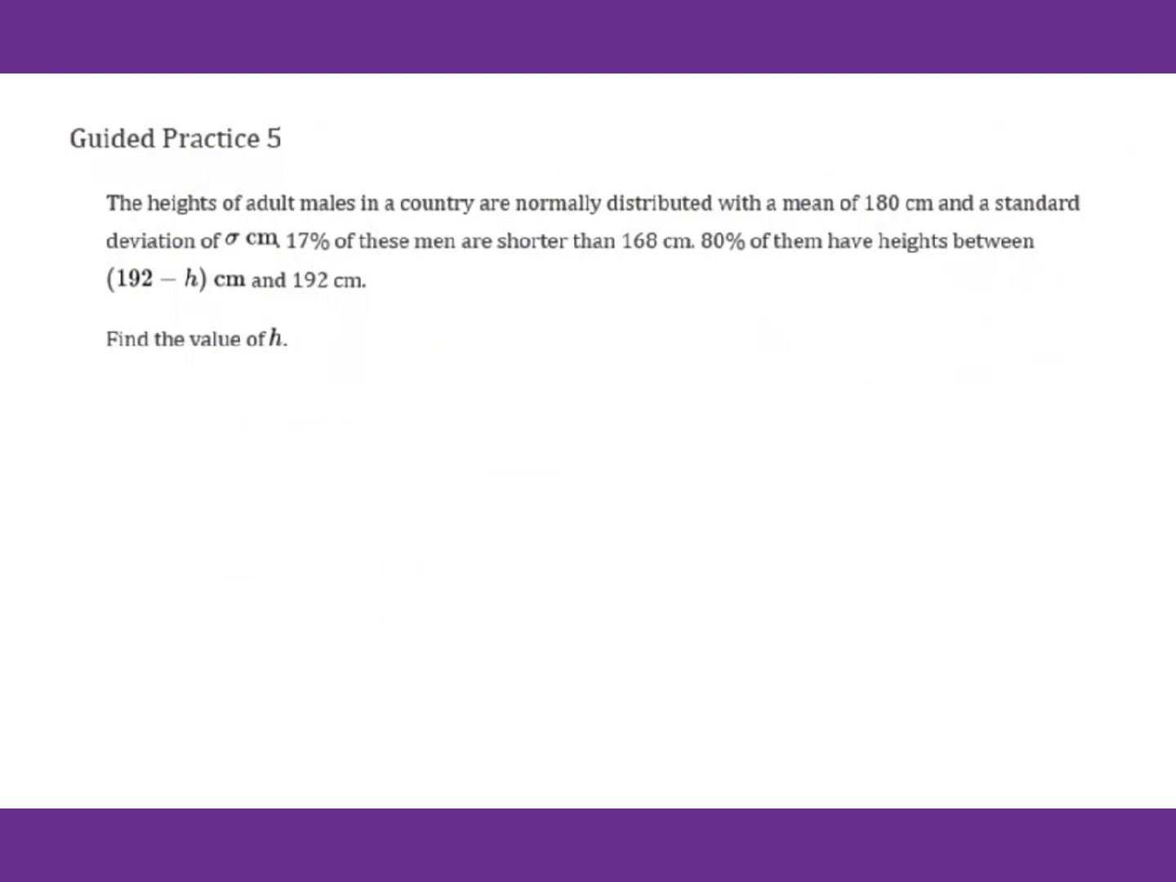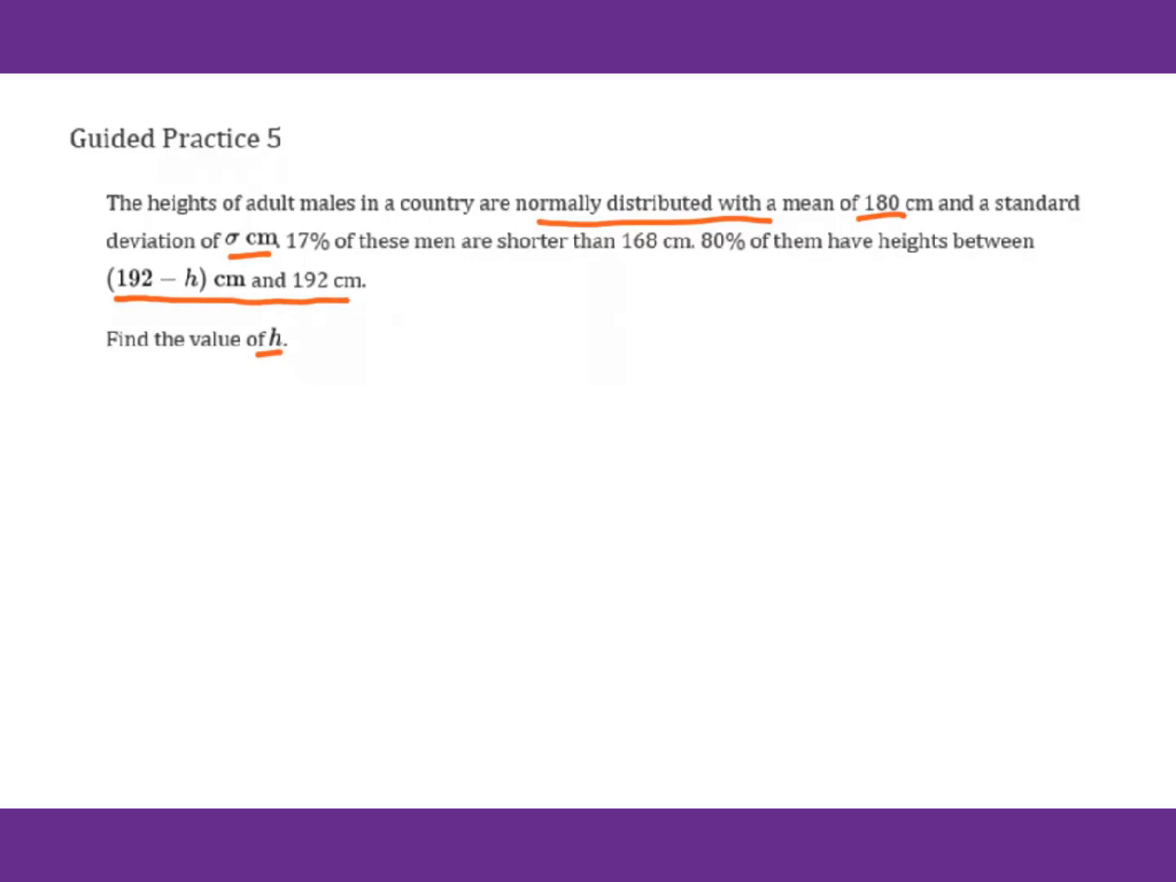The height of adult males in a country are normally distributed with a mean 180 centimeters and a standard deviation sigma centimeters. 17% of these men are shorter than 168. 80% of them have heights between these two. Find the value of h.